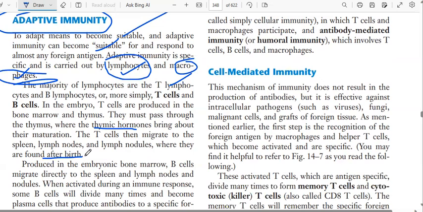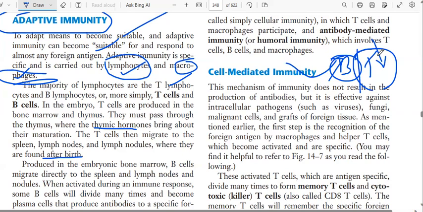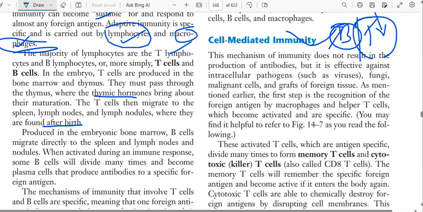So here, T cells and B cells are the types of lymphocytes. T lymphocytes and B lymphocytes are produced in bone marrow and thymus. From that area, they go through the spleen, lymph nodes, and lymph nodules. But one thing is necessary. What is that one thing? Thymic hormone. The thymus releases one hormone which is responsible for B cells and T cells to mature. So this is the one hormone we require. Then they have a place, like the spleen, lymph nodes, lymph nodules, where they sit and wait for orders.